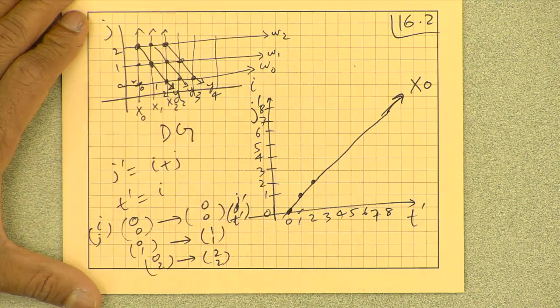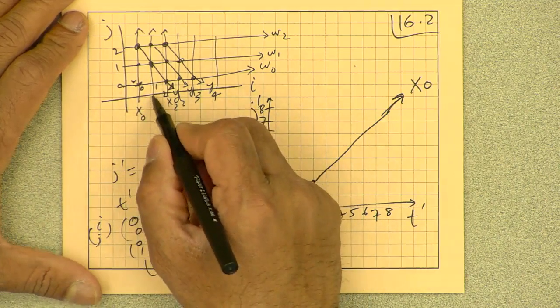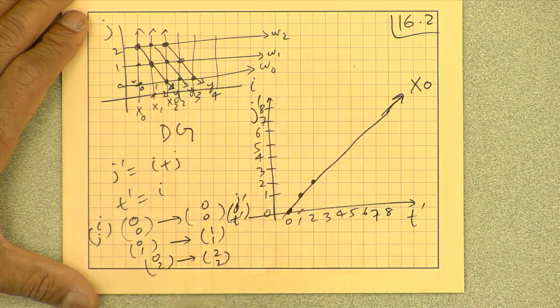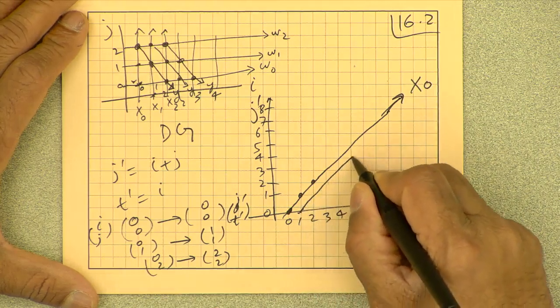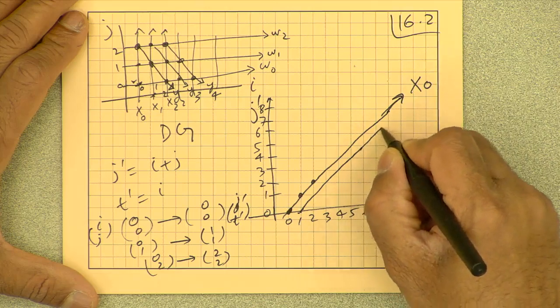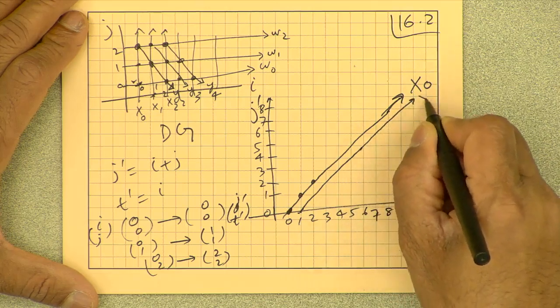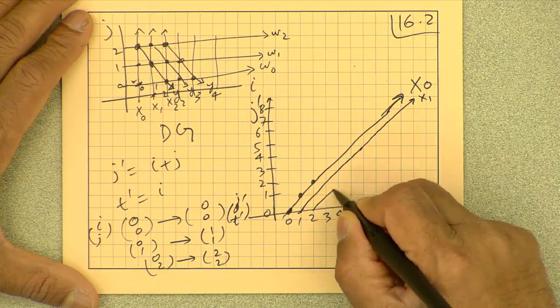Okay, what about x1? If I take a couple of points, say 1, 0, let's take that point. 1, 0 will map to 1, 0. So x1 will be the next parallel line, and x2.